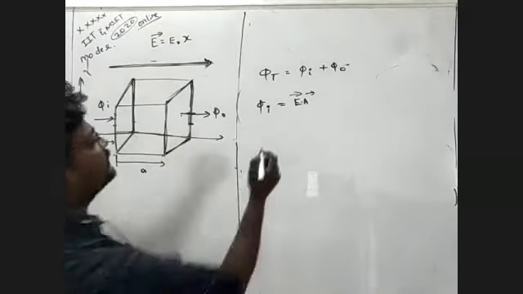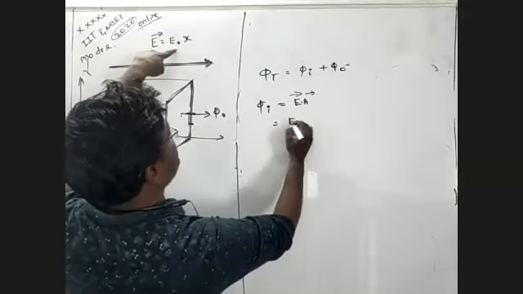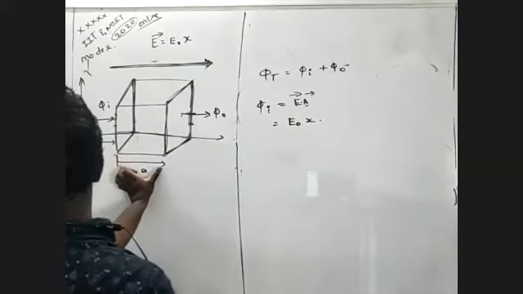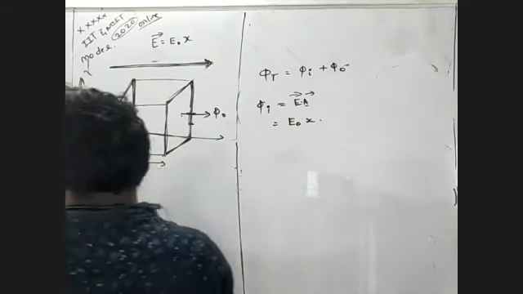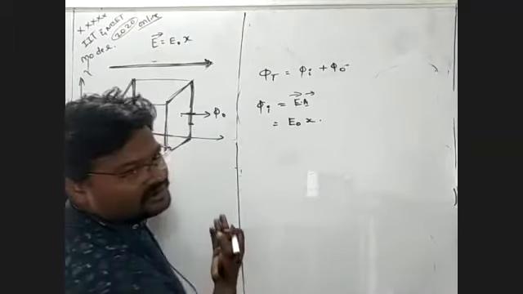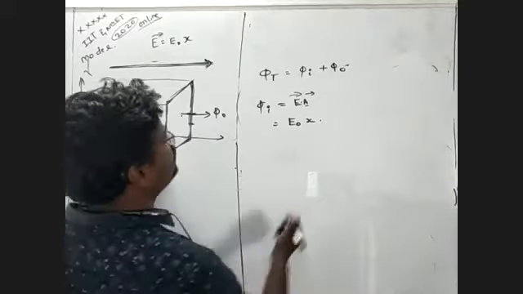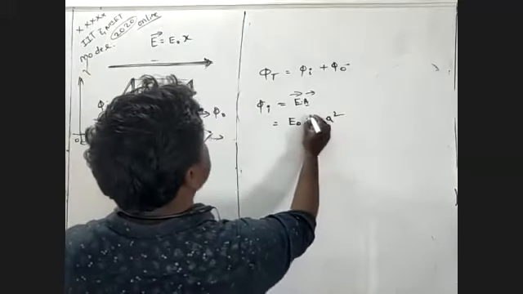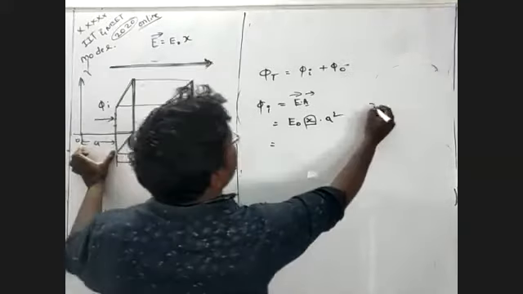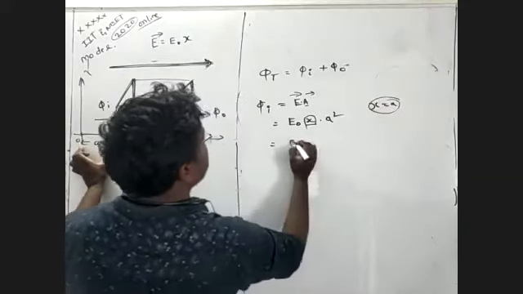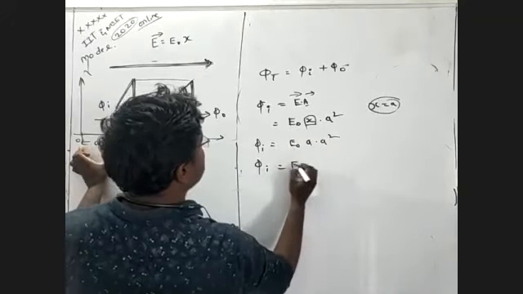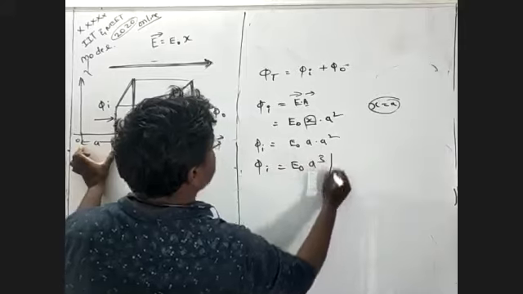E bar dot A bar means E bar is E naught X. A bar means what is the A? The length of the cube is A, so the area of the face is A square. X means the distance from the origin to here, so X is equal to A. So E naught A into A square, that is E naught A cube. This is the into flux.